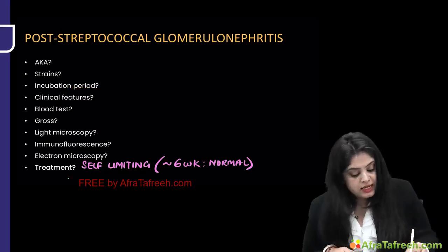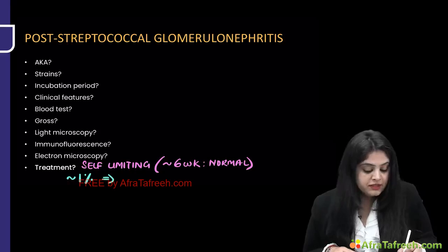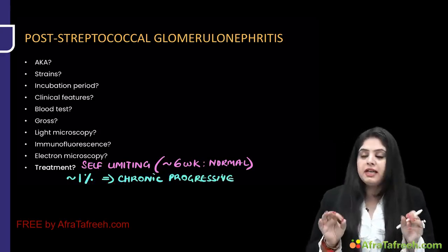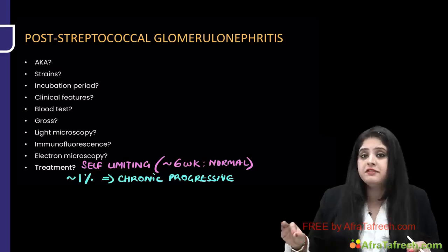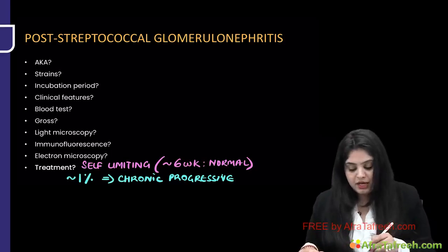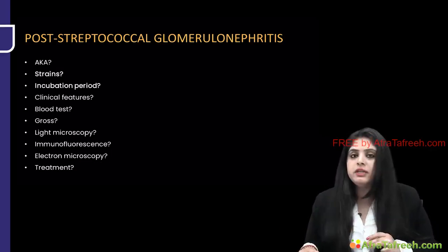It is only in almost or less than 1% of the cases that this is going to become chronic and it is going to progress. Less than 1% of the cases only. But in 99, I can say 99 and above cases, it is going to go back to normal on its own, and that becomes the end of your PSGN. So let's do a very quick recap.